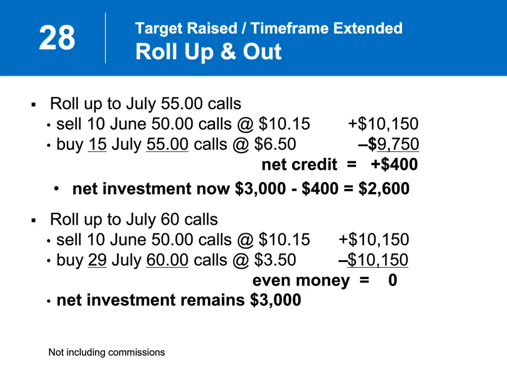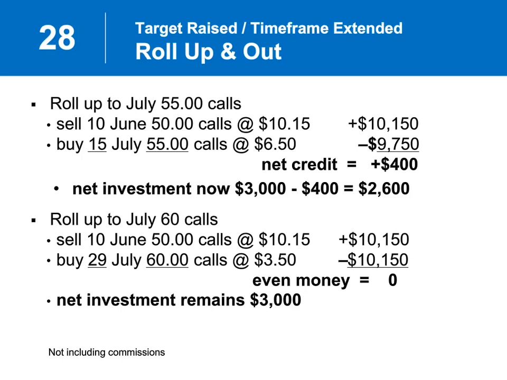Another choice, of course, could be rolling to the July 60s, and you could roll to the 65s if you wanted to as well. But here we'll take a look at rolling out and up to these July 60s. Again, we'll sell the 10 June 50s. We'll sell them at 10.15, taking the $10,150. And again, we did not want to commit more money to this trade, so the July 60s, with the stock at 60, are going to be at the money calls. They're trading for $3.50. We get to buy 29 of those calls to do this trade for even money and keep our net investment at $3,000.